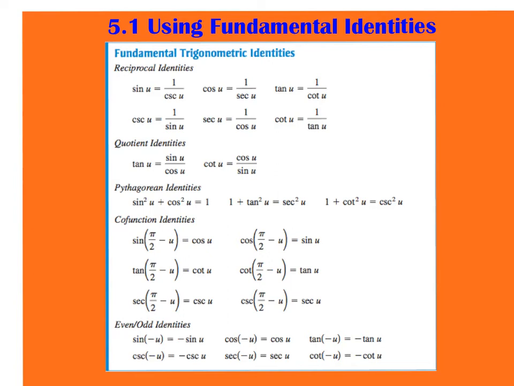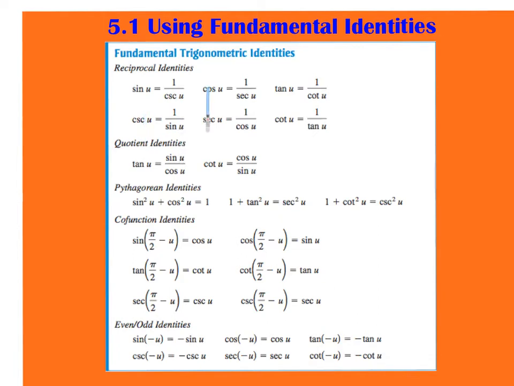Chapter 5.1, using fundamental identities. So let's talk about some identities that we already know. All right, sine is reciprocals with who? Cosecant. So if you flip cosecant, it's sine. So if you flip sine, it's cosecant and so forth, right?